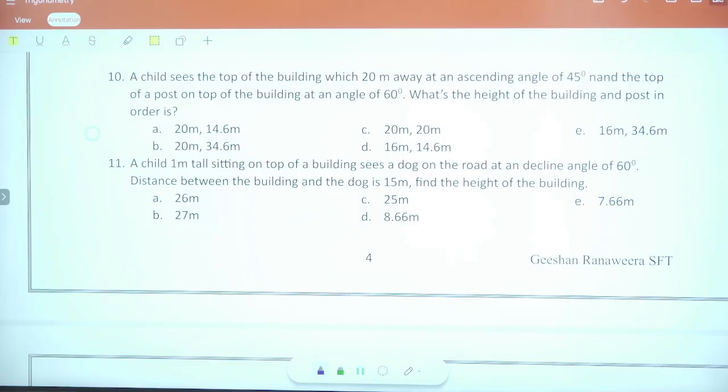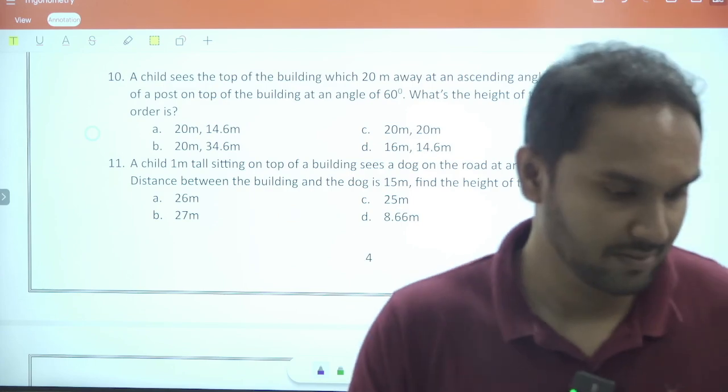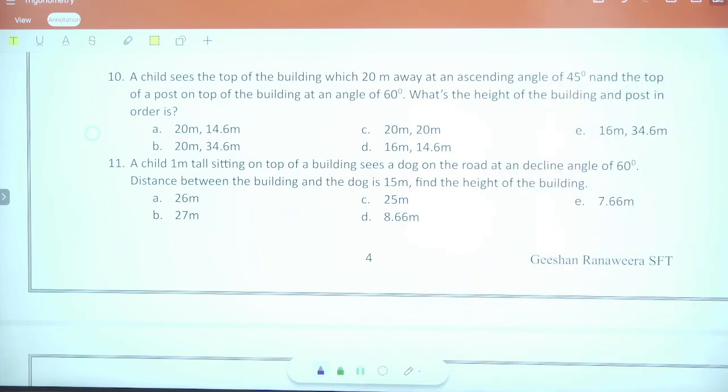So now isolate O. You want to find O only? So it's O equals 20 over root 2. Found it? Let me see. Okay. A is the building, is it? A building, right?